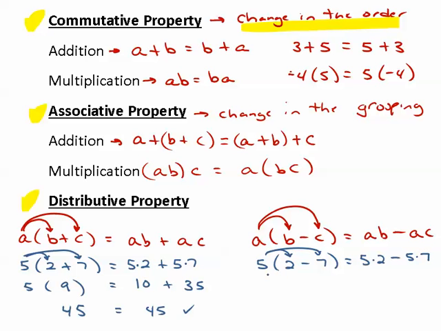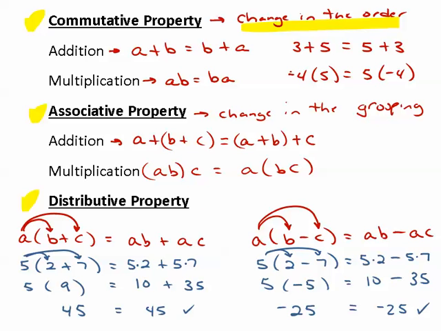Let's see if that works. Inside the parentheses, if we do the subtraction, 2 minus 7 is negative 5. Then 5 times negative 5 is negative 25. On the right-hand side, again, multiplication first, we have 5 times 2 is 10. Then 5 times 7 is 35. Doing the subtraction, 10 minus 35 is negative 25. So we see that we are allowed to distribute across subtraction.